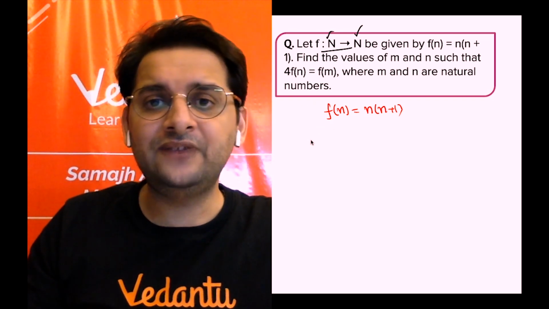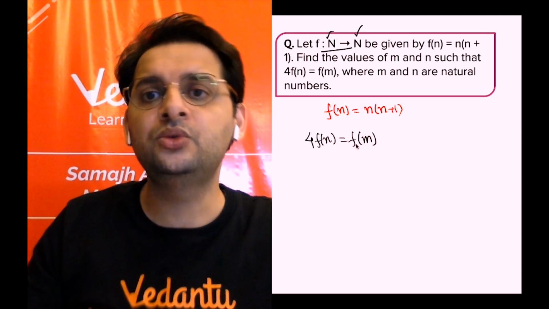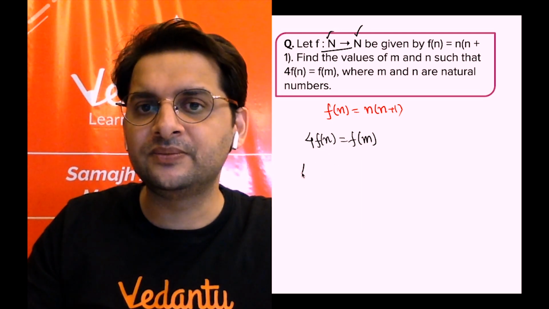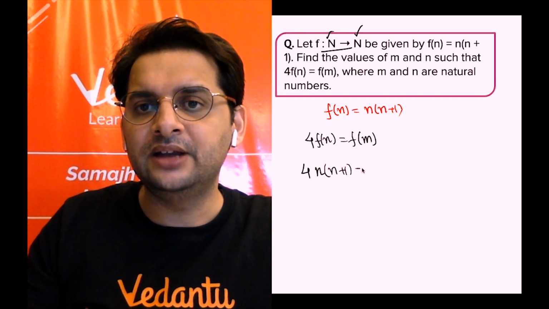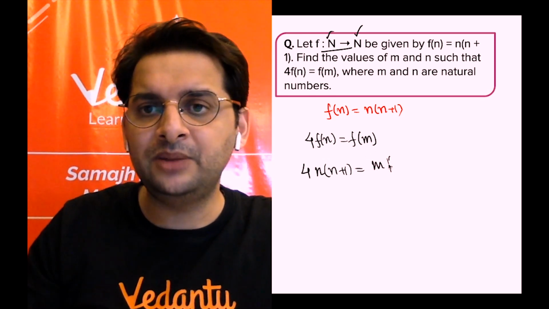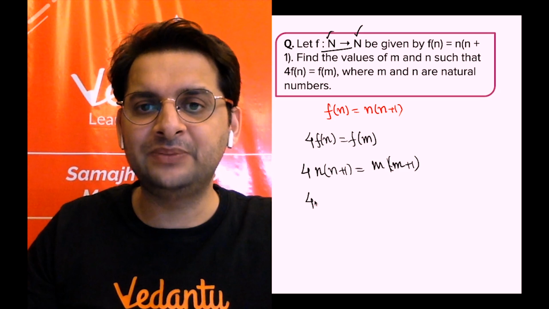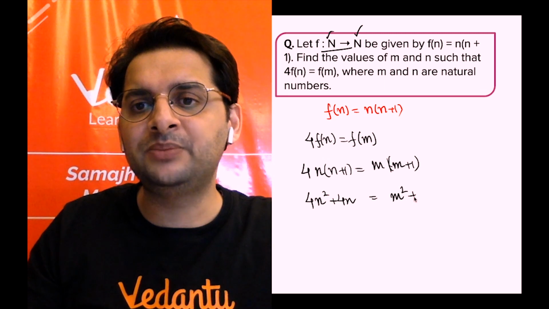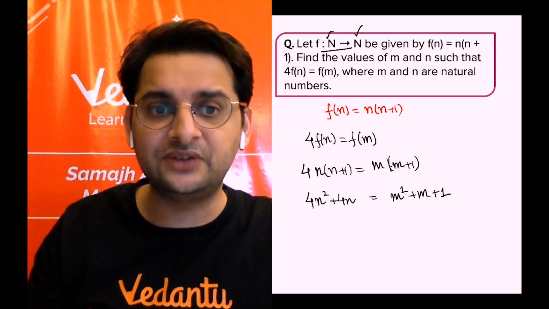Okay, so we are given that 4 times f of n is equal to f of m, where m and n are two natural numbers. So I need to find m and n satisfying this equation. So let us fill in the values. 4 times f of n means 4 into n into n plus 1 is equal to m into m plus 1. So we need to solve this Diophantine equation. If I multiply this, 4n square plus 4n is equal to m square plus m. I need to find the integral solutions of this very equation.